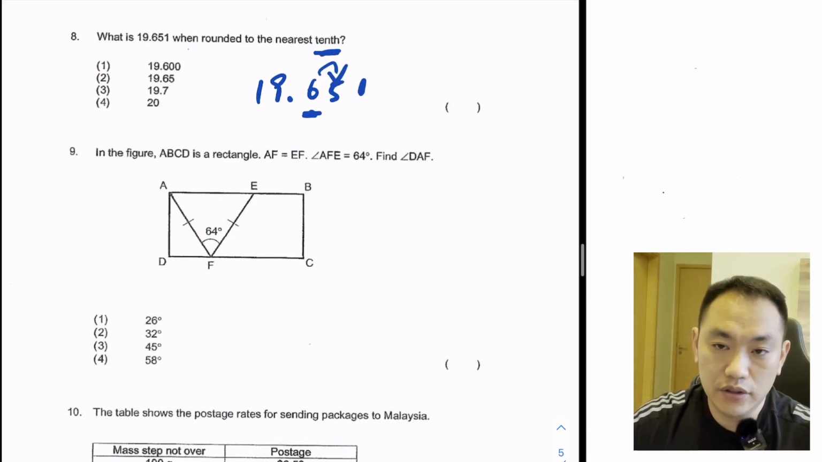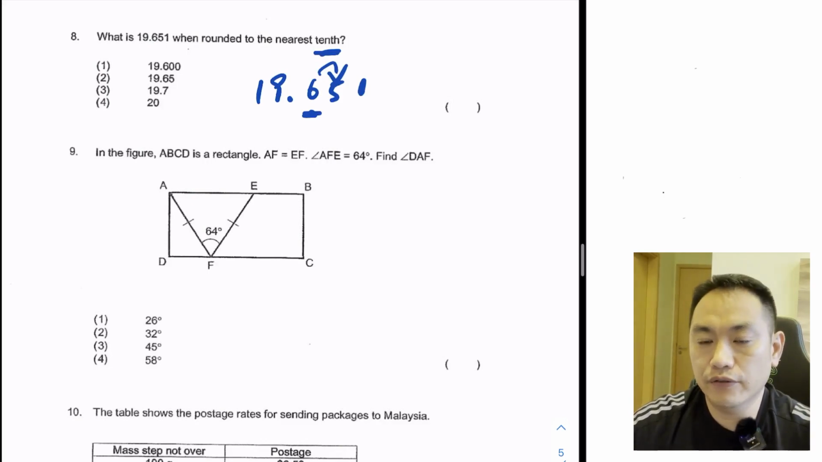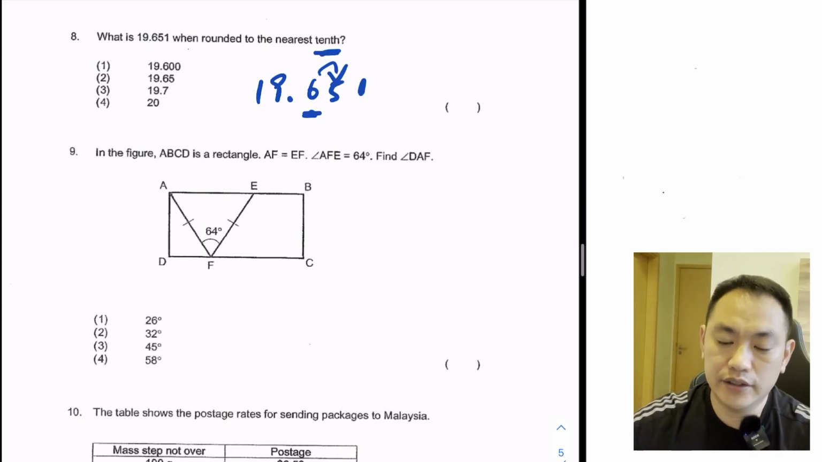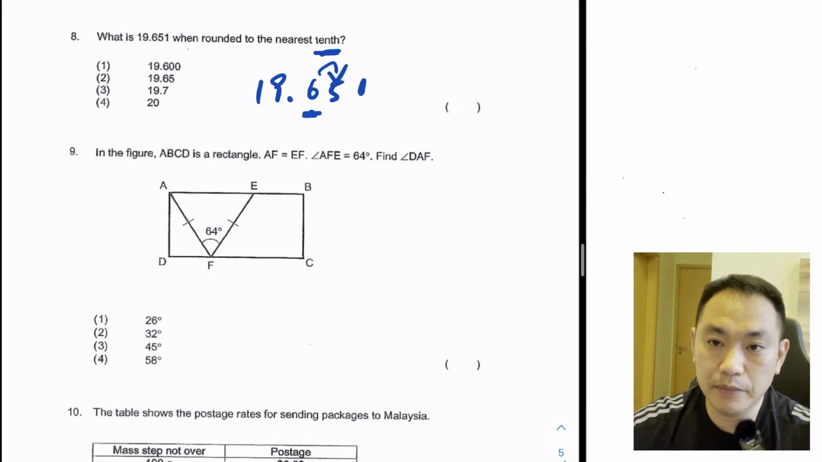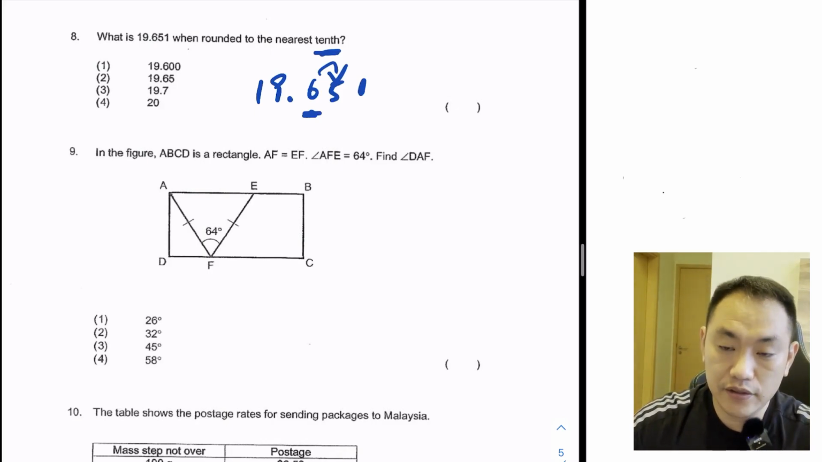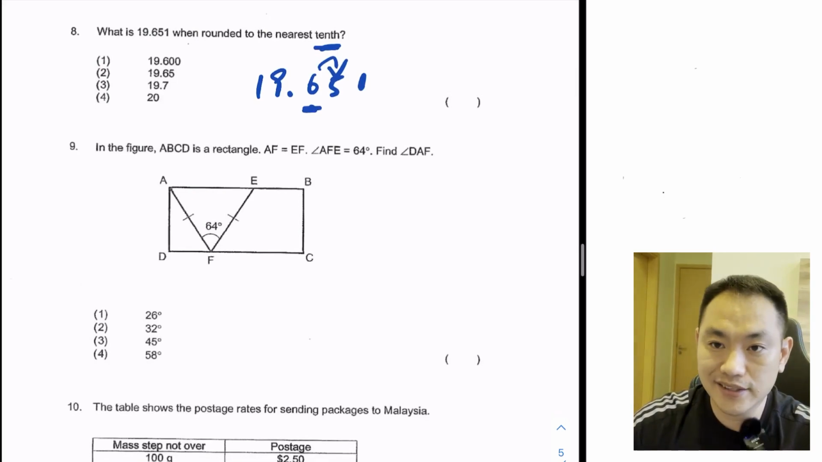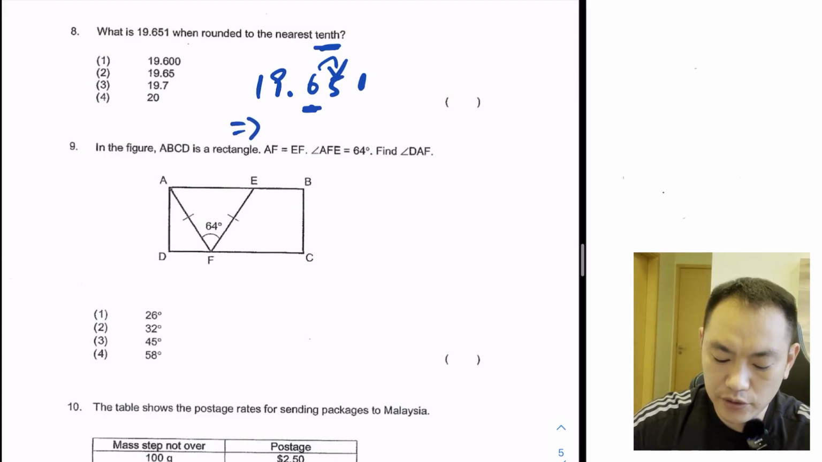Looking at the 5, the rule of rounding is: when the number is 4 or below, then you round it off. When the number is 5 or above, then you increase by 1 on the previous higher decimal. In this case, the number is 5, which means you need to round up. Then the 6 will need to increase by 1, so it will become 19.7.